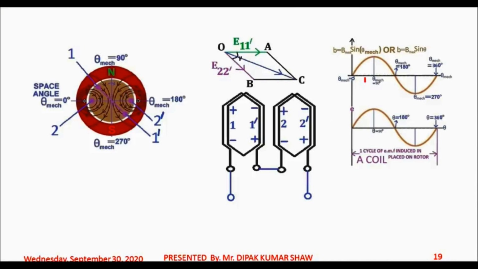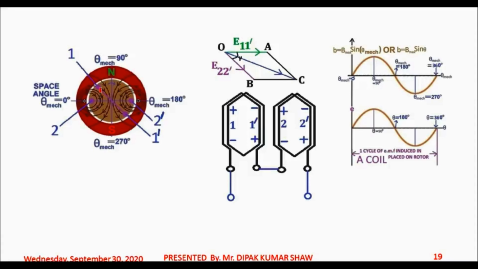That means if the variation of the magnetic flux density along the air gap periphery is sinusoidal, then a conductor placed on the rotor surface, on the rotor periphery, would see a variation of flux density which is sinusoidal in nature. Why? Because in the beginning itself we have seen that the space distribution of magnetic flux density along the air gap periphery is sinusoidal in nature.